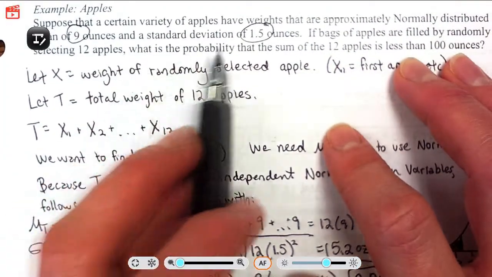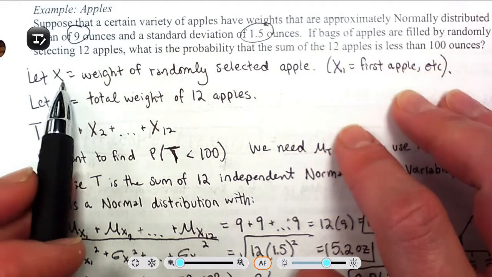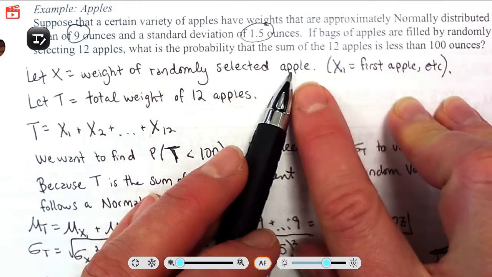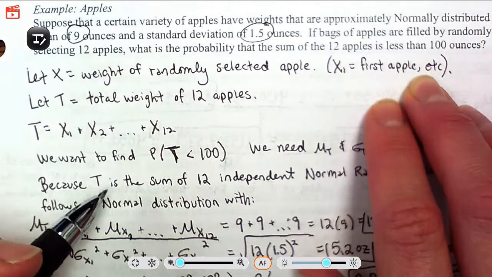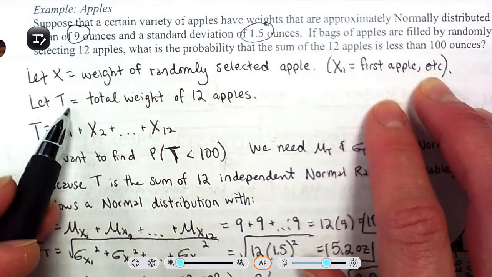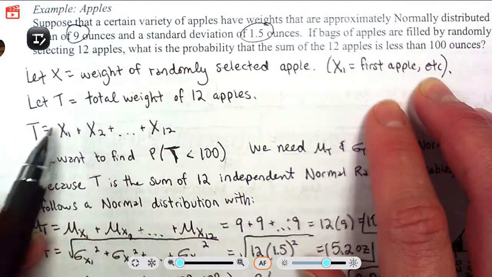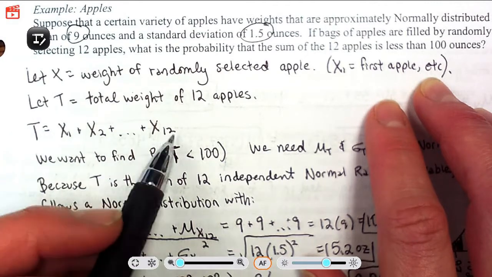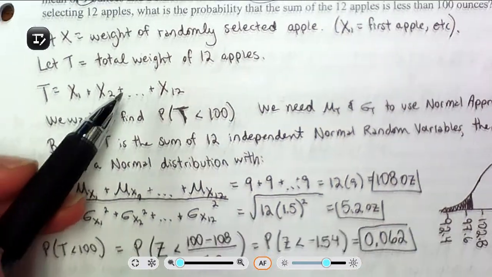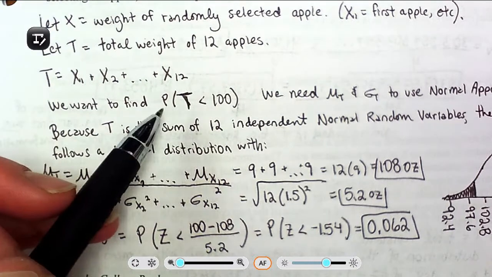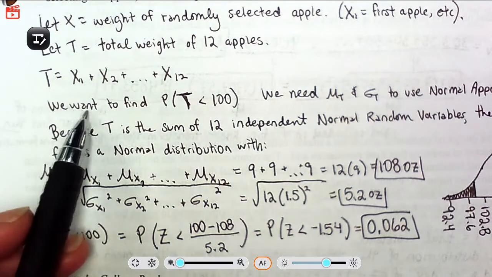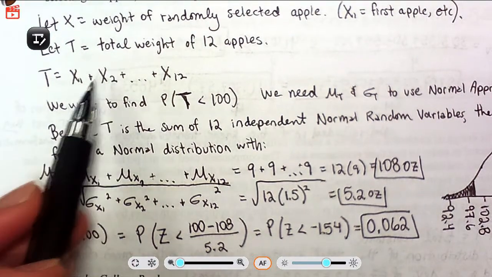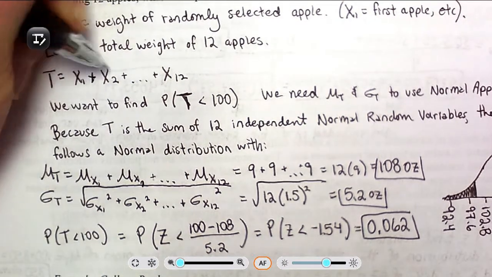So I want to use some variables, so I want to go ahead and start defining them because this is the first time a prompt has not defined them. Let x equal the weight of a randomly selected apple, so x1 is the first apple, x2 is the second apple. Let t equal the total weight of the 12 apples. So then t is the total weight. It's each of these independent apples being added up. As we know, one apple won't affect the next because the apples are just their own sizes.